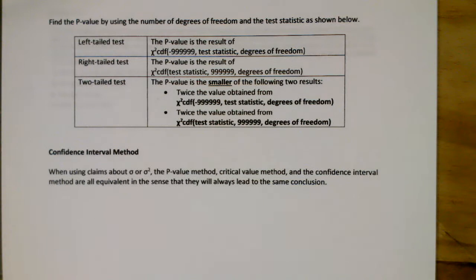Now for the confidence interval method, when you're using claims about sigma or sigma squared, the p-value method, the critical value method, and the confidence interval method are all equivalent in the sense that they will always lead to the same conclusion.